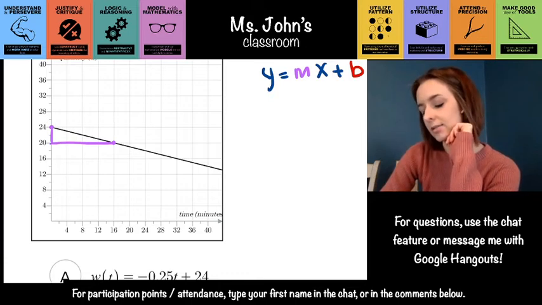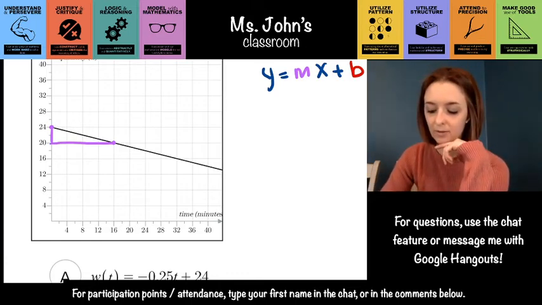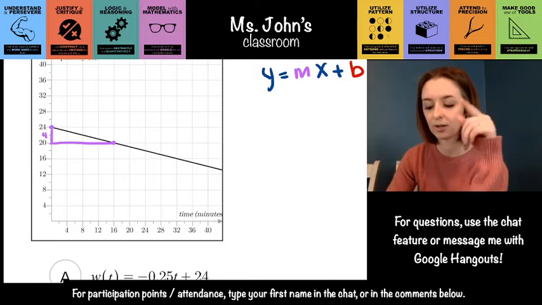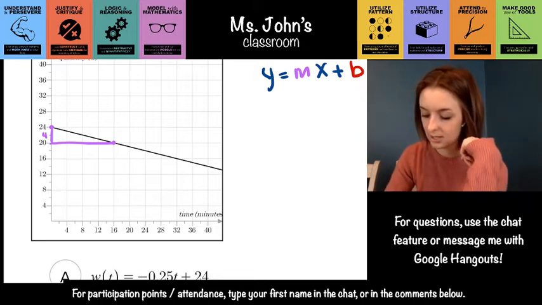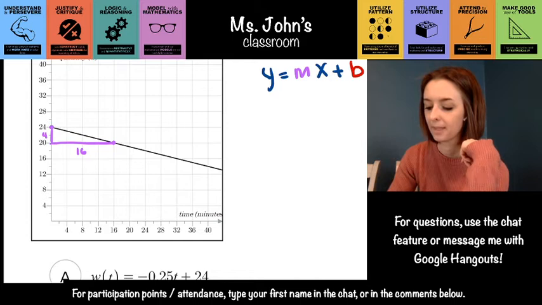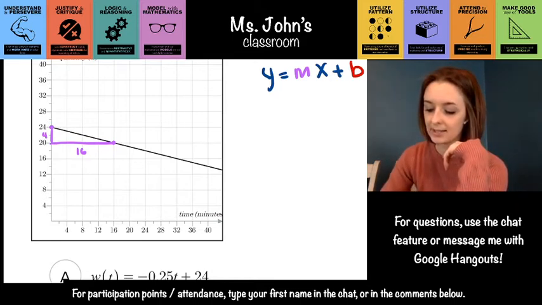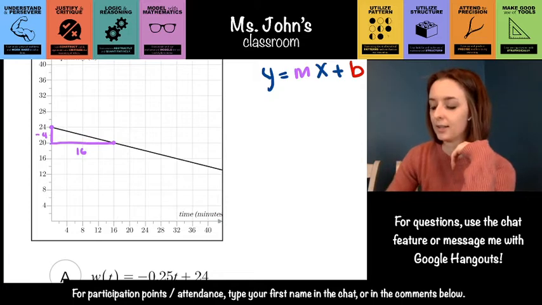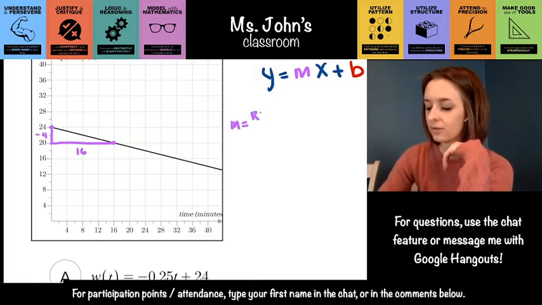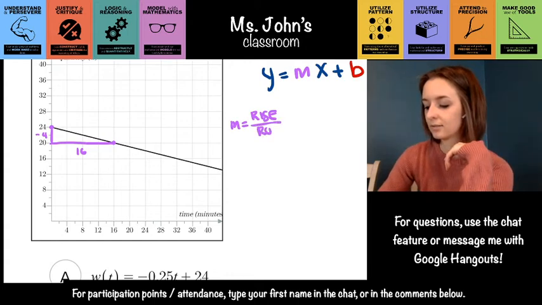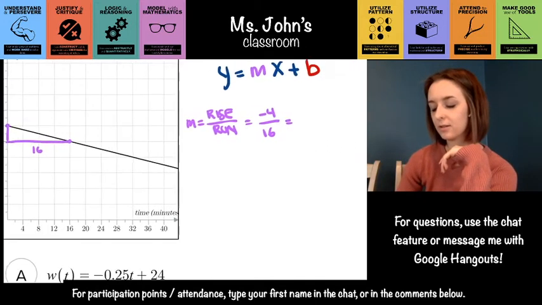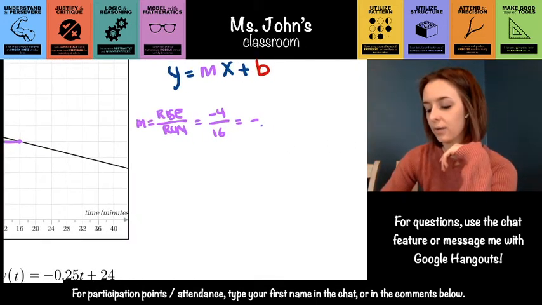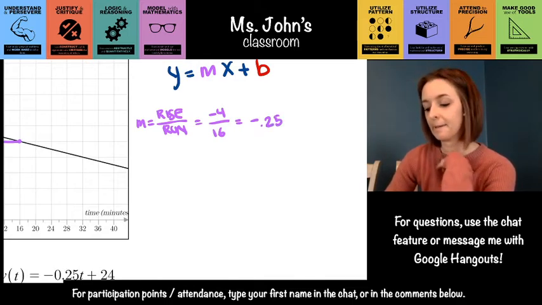So on mine, it's really easy to pick out that they went down this amount, which was 4. 20 to 24 is 4, down 4, and then over 1, 2, 3, 4 lines, which is 16. So the way that we write that, because it's down 4, it's a negative 4. And if it's rise over run, m equals rise over run, it's going to be negative 4 divided by 16, which if you type that into a calculator should be negative 0.25, because it's a fourth. So that's our slope.